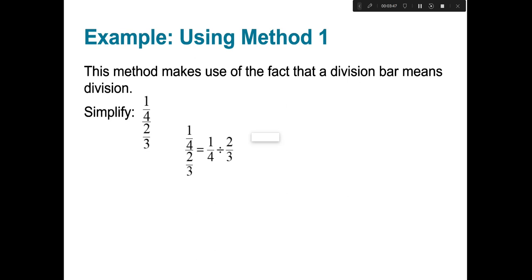So you can rewrite it as a division problem. And then rewrite it as a multiplication problem. And then when we multiply fractions, what do we do? Straight across. So 1 times 3 is 3, and 4 times 2 is 8, so we end up with 3/8.